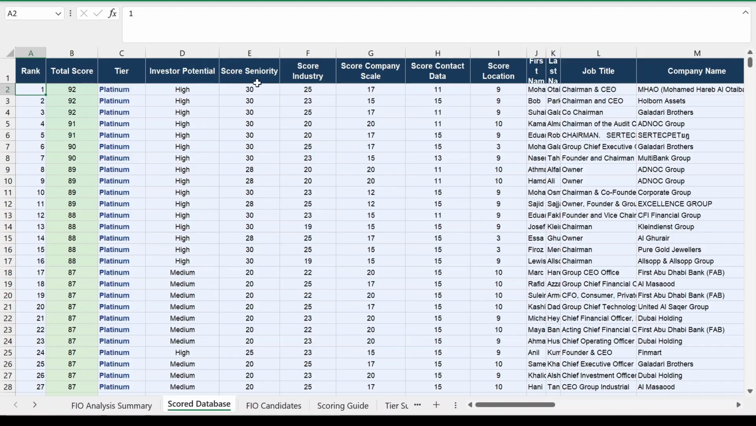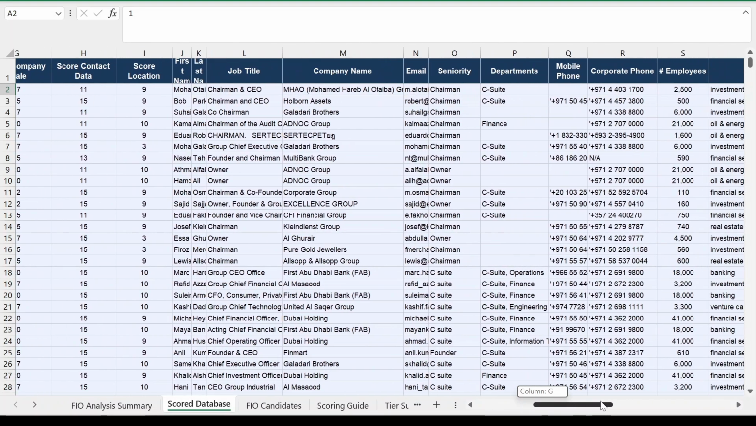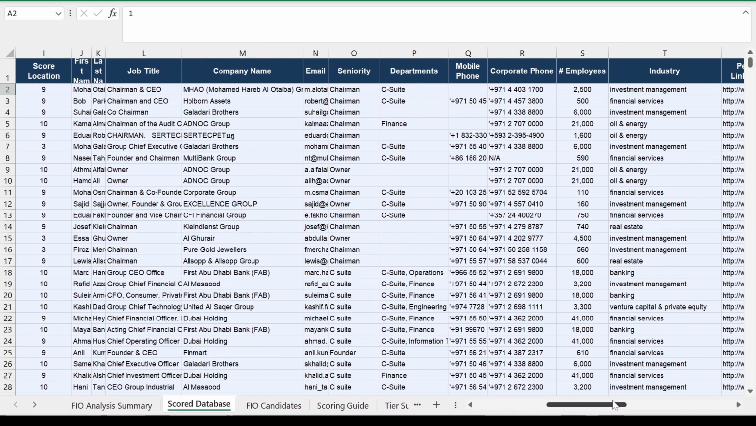You can see we've got some score seniority. You've got the industry score. Company scale. Basically, a lot of it has to do with how big the company is, the profile. And then if you scroll over to the right, you get more information. And what I've done is I've kept it confidential. I've blocked out names. I've blocked out their emails, this would be their company emails. And I've blocked out their mobiles.